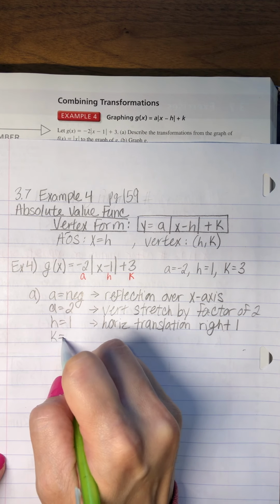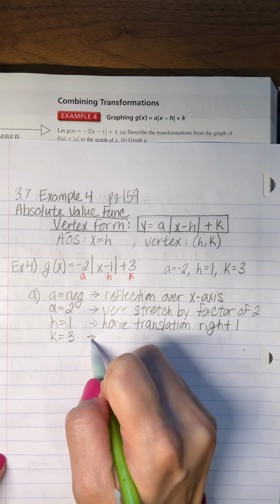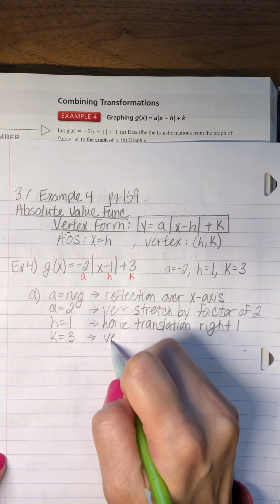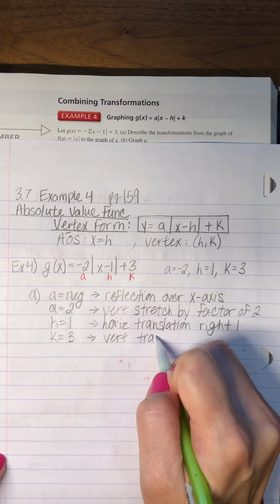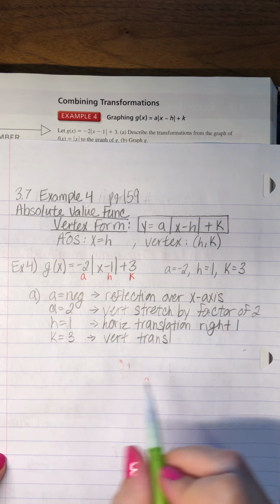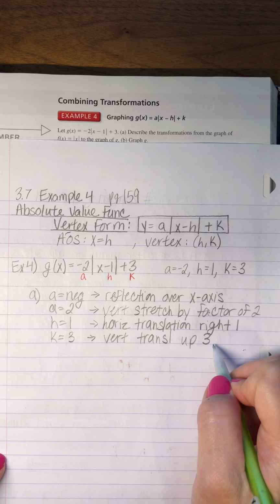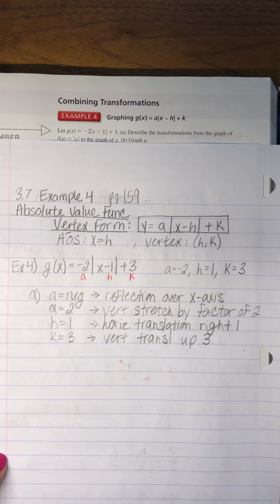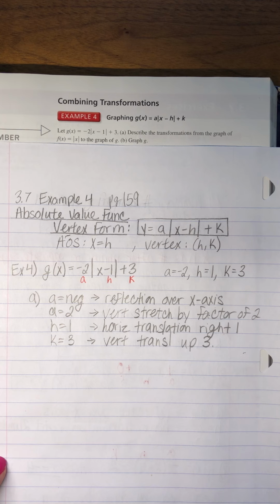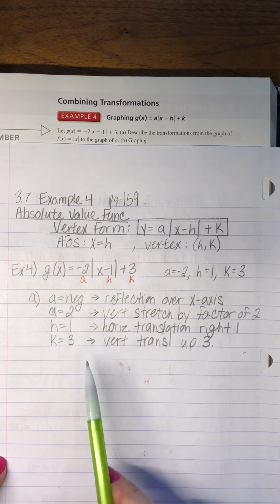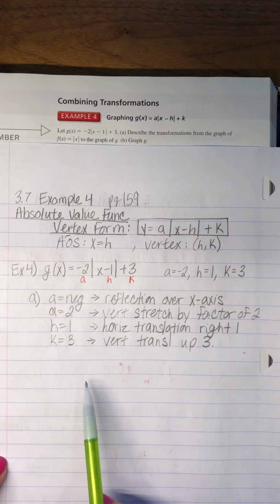Finally, our K value is +3. The K tells us about the vertical translation. And if it's positive, we're going to go up 3. And that's our answer for part A. That's describing the transformation, all of the pieces that are happening here.